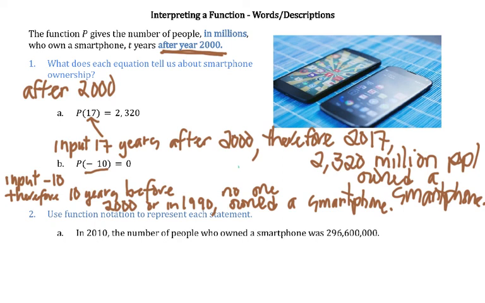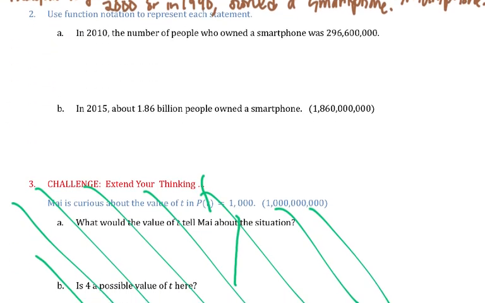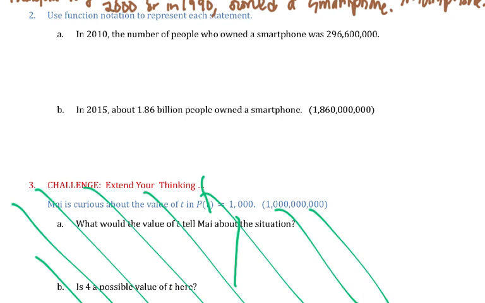Then in this B, it says negative 10. So I want you to think negative 10 means 10 years before 2000. So what was 10 years before 2000? In 1990. So in 1990, which is well before all of you guys were born, 10 years before 2000, in 1990, no one owned a smartphone because it says 0. Can you believe that? So I'm going to go ahead and stop the video. I want you to try number 2. And now we're going to put it in function notation. Remember, f of x, g of x. So I want you to try that on your own.